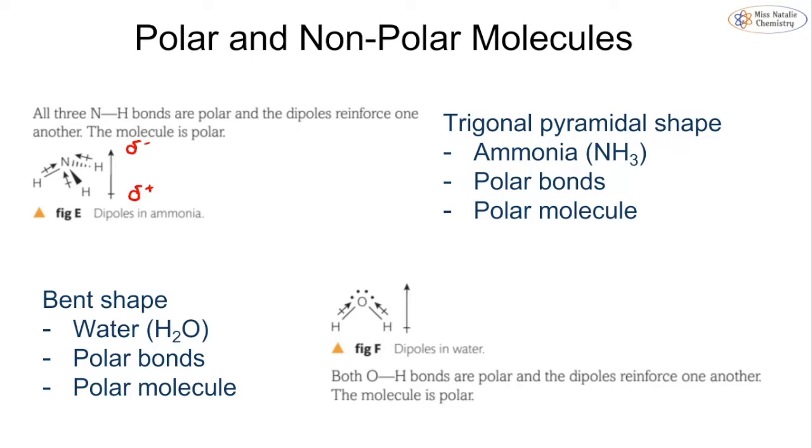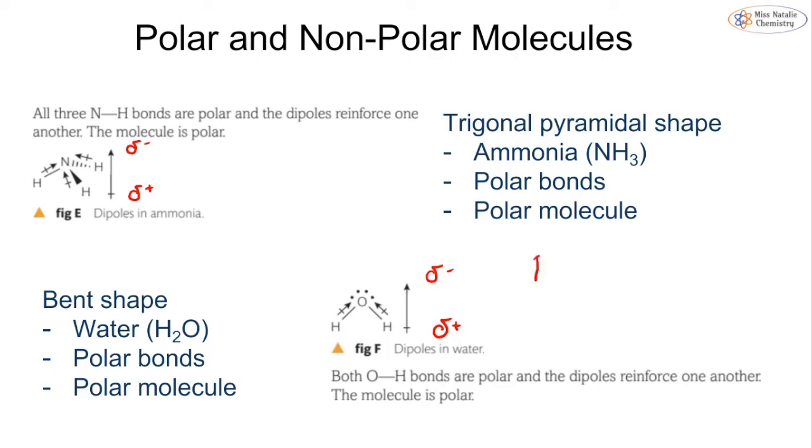When we have water, we have H2O, and again, polar bonds between the oxygen and the hydrogen. And not only do we have lone pairs at the top, the oxygen is also pulling all of the electrons. So the top of the molecule becomes delta negative and the bottom becomes delta positive. So again, the dipoles are reinforcing one another, and this is a polar molecule.